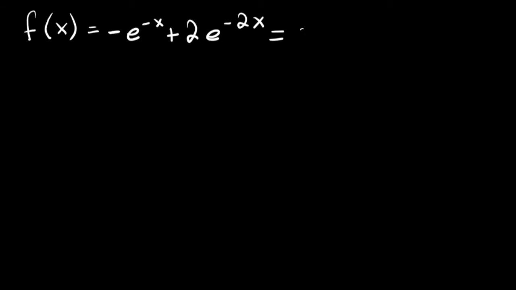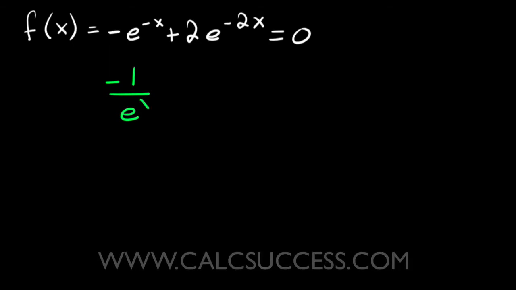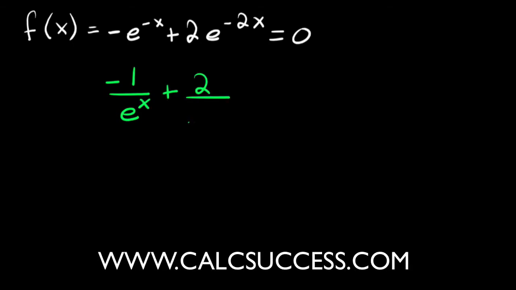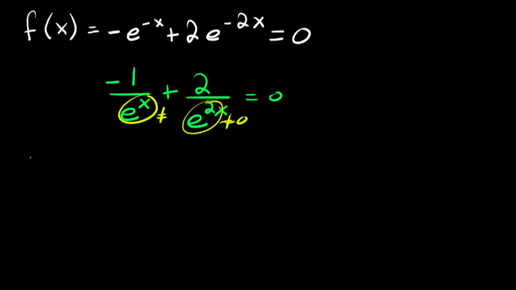Okay, so we want to find the zeros and where this guy doesn't exist. If we're looking for where this guy is undefined or does not exist, probably the first thing we would do is, since this guy is e to the negative x, notice that this is simply 1 over e to the positive x plus 2 over e to the positive 2x. Now, this guy, you'll notice, can never equal 0. And this guy also can never equal 0. So what that means is that it's defined everywhere.